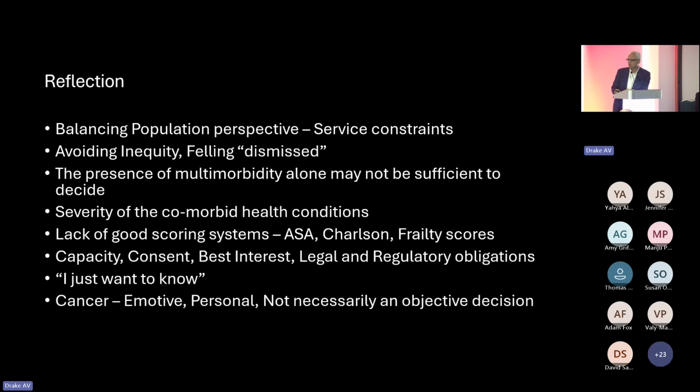And then there are issues of capacity, consent, best interests, all the rest of it. And a basic problem we all face is that there are really poor scoring systems for multimorbidity. So in this guideline, it was not just a bunch of gastroenterologists sitting down. It was people representing all the relevant specialties, geriatricians, epidemiologists, all the relevant professions here.